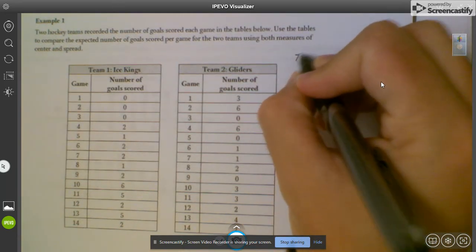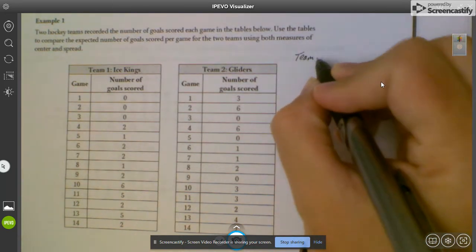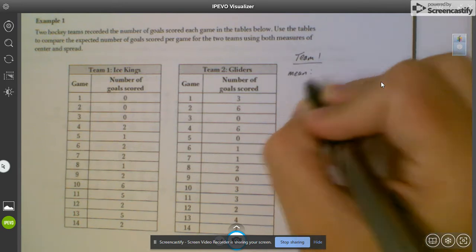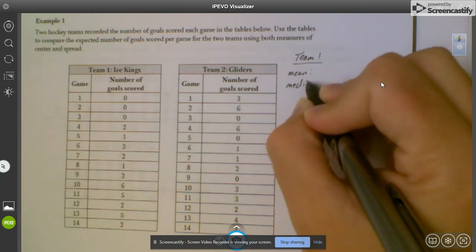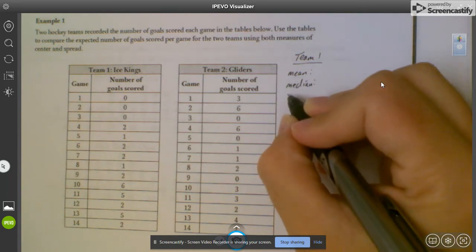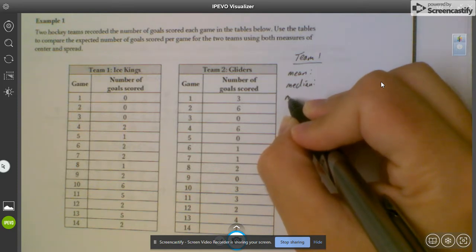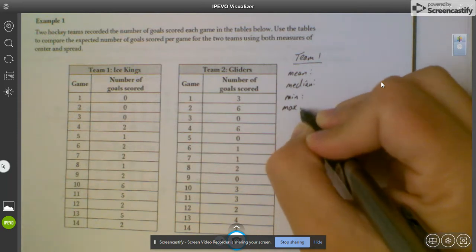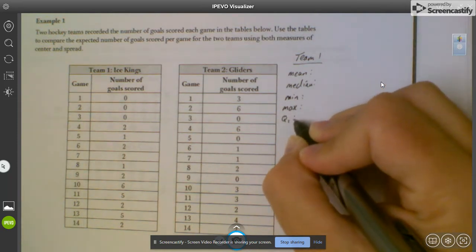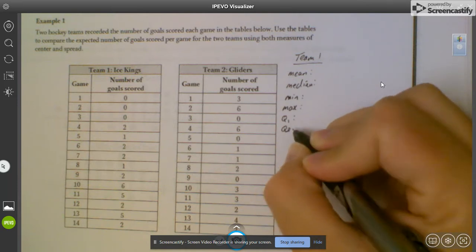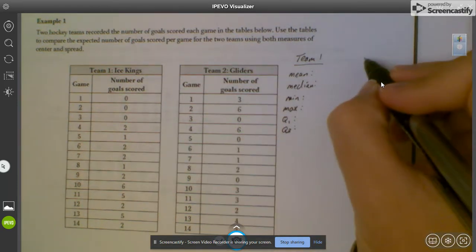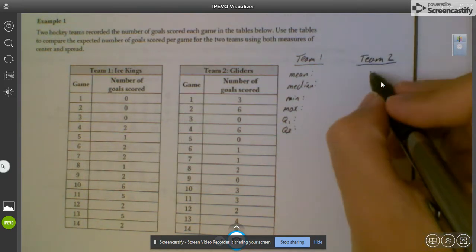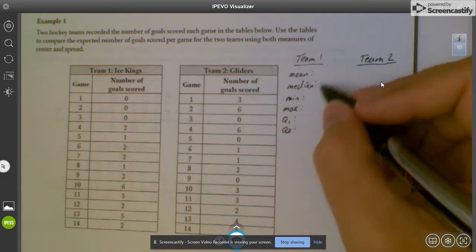So for team 1, I'm going to write down some important information. My important information is going to be mean, median, and then I want my min and my max. Then I also want Q1 and Q3. And if I get those things for each team, then I should be able to calculate most of the stuff that I need to find. So I'm just going to write it all once. I'm not going to write it twice.